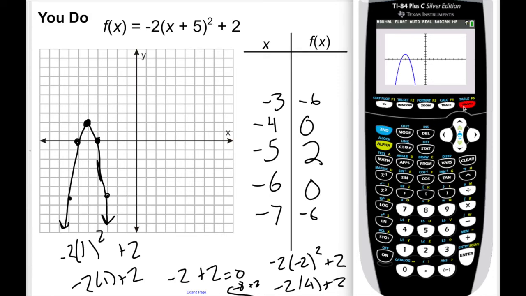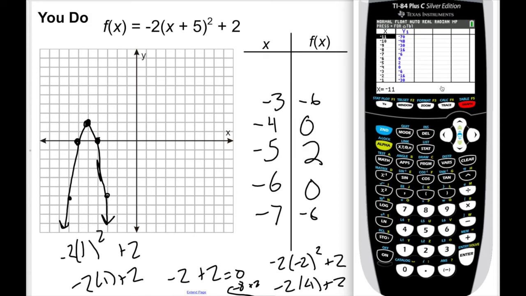But if I do second graph, it takes me to a table that generates a whole bunch of values for me, right? So that's an option you can use if you have access to a calculator, though you might not always have that. So just be aware that I am putting a high emphasis on you being able to do this without a calculator.